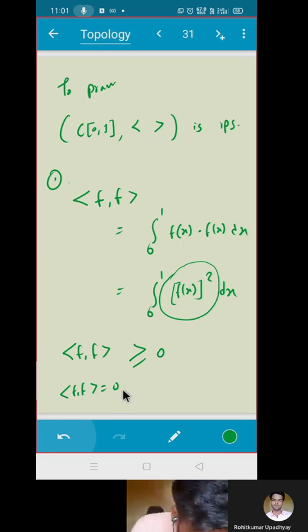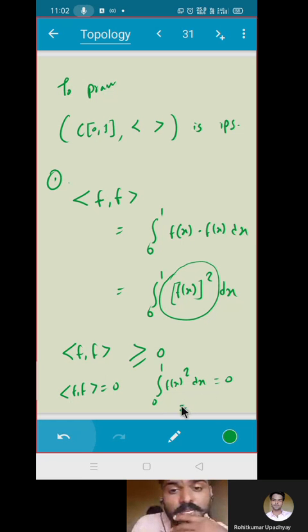The inner product of f, f is 0. That means the integral of f of x the whole square dx is 0, correct? We have proved the if and only if condition, correct? That means this f of x the whole square should be 0. Do you agree? Which implies f of x is 0. Correct? Everyone, do you agree? Do you follow? Neha, Payal, have you understood the first step?